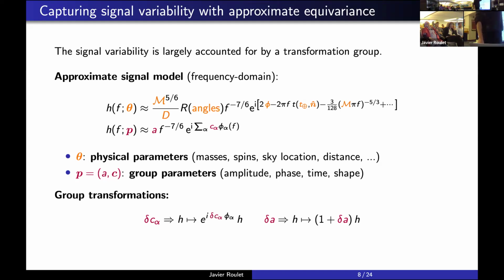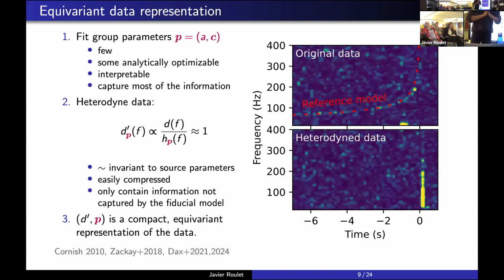So how can we use this to simplify the model's life? I will discuss representations that try to respect these symmetries for the data and for the parameters, which are the two ingredients in the posterior. So first, let's do the data. Here the idea is we have these group parameters that describe approximately the signal, and we can fit them to the data.